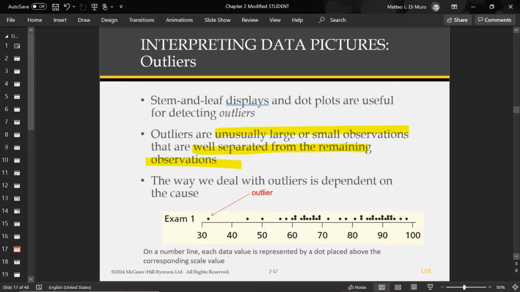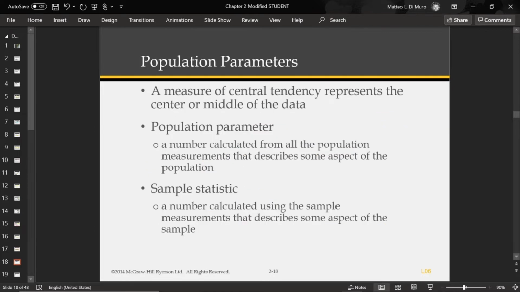This is just a number line, but each value is represented by a dot that's placed above the corresponding scale value. You can see most of this data is over here in the middle. Okay. And then you have, over here, this one, like 32, whatever it happens to be. That's clearly an outlier, right? Most of our data ranges from 60 to just shy of 100. Okay, there are ways to calculate and detect what an outlier is, different thresholds, and we'll look at that in another example. Just going through the lingo right now.